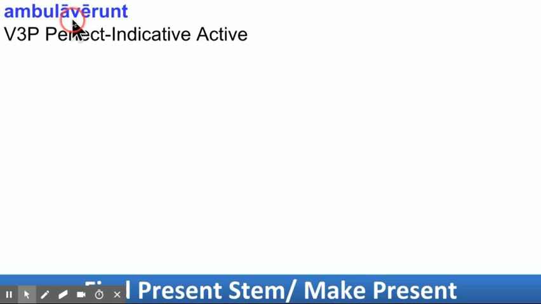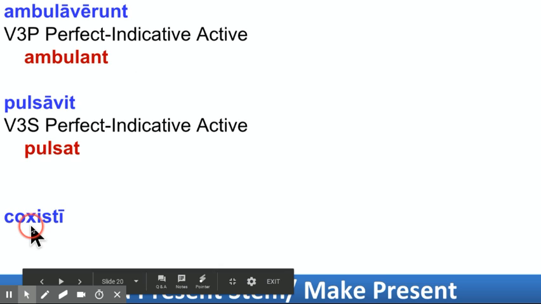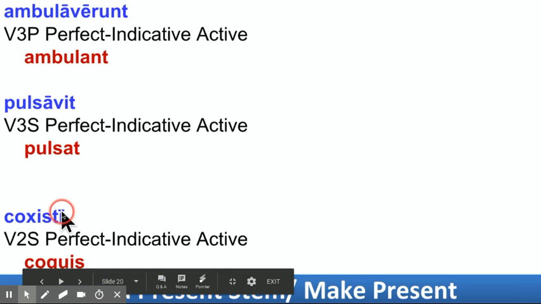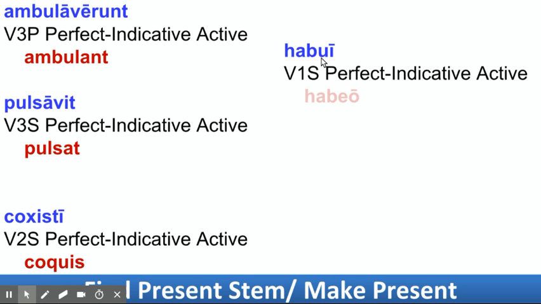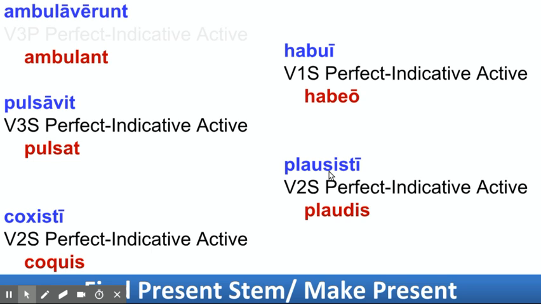ambulaverunt, we see it's a perfect, v from ambulant. Pulsavit, we see a v from pulsat. This is the perfect because you have an x plus that ending isti, which tells you it's second singular, perfect from coquis. Habui, v, s, u, x with a u, from habeo. Plausisti, plaudeo would be the stem. So the present stem will be similar to it, but it's slightly different. That tells you it's the perfect, the simple past.